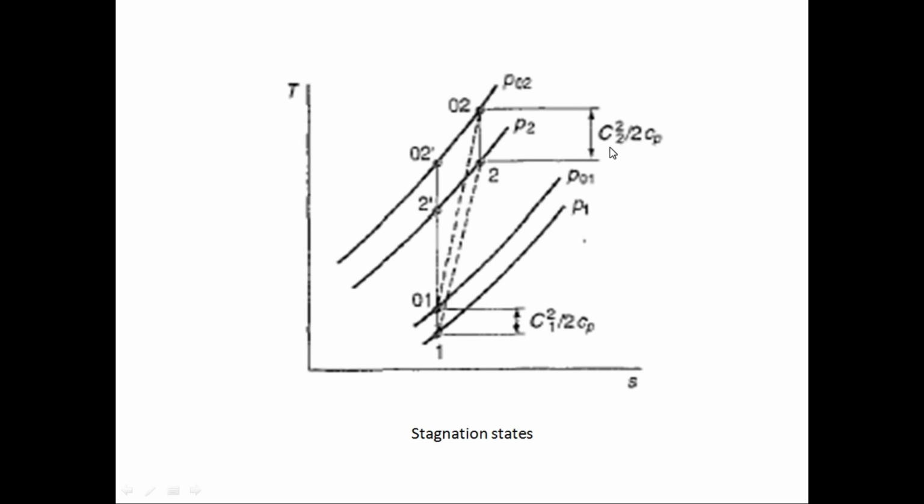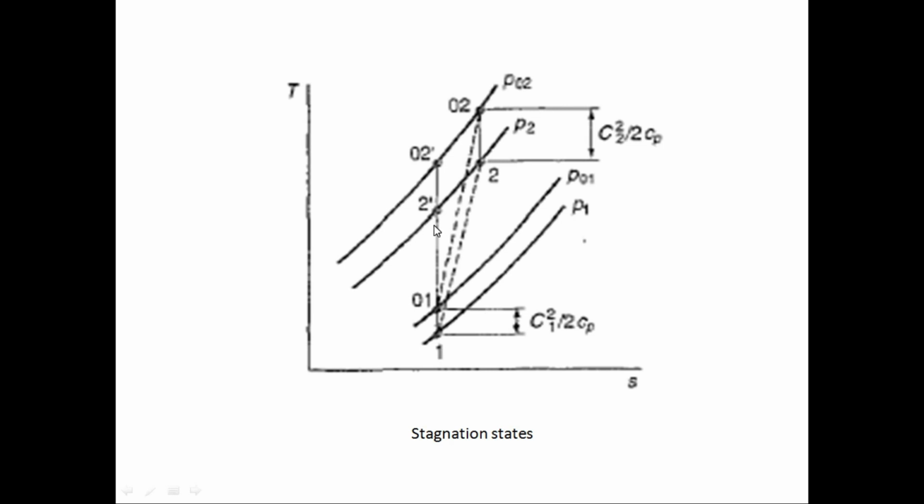On the right hand side we have C square by 2Cp, where C is the velocity. C2 square by 2Cp represents the dynamic temperature for state 2, and C1 square by 2Cp represents the dynamic temperature for state 1. During the compression process, the compression is done in order to increase the pressure from P1 to P2. Isentropically, there is no change in the entropy.